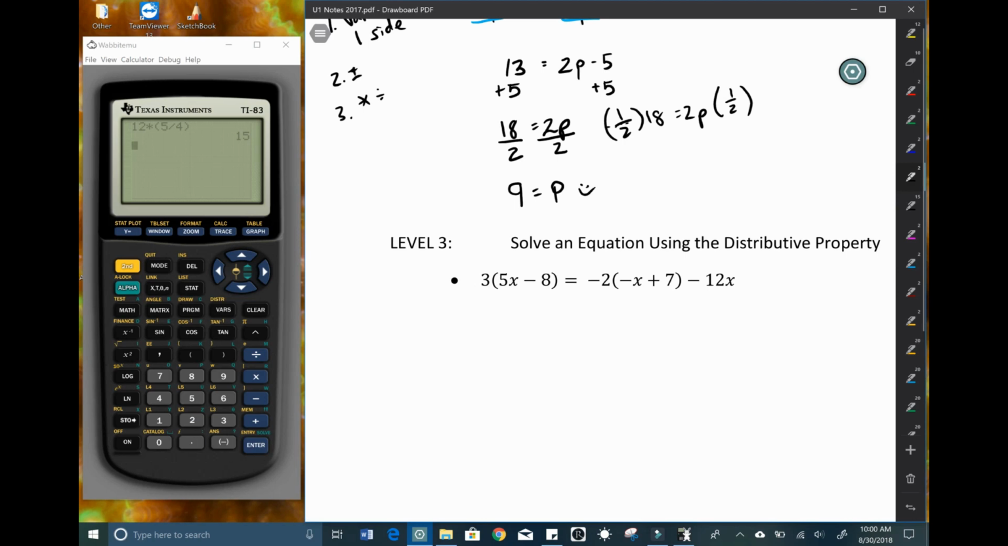Level 3, solve an equation using the distributive property. This is just where it gets a little more challenging from here. So yesterday students wanted to distribute exponents. Well, now you just want to distribute the coefficients. I recommend distributing first. So now with level 3, the first thing is to distribute.